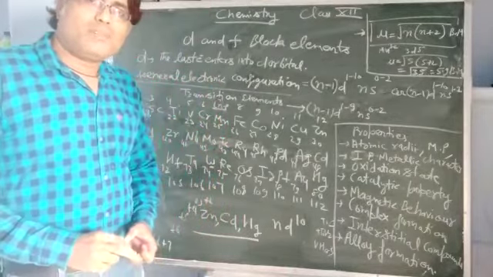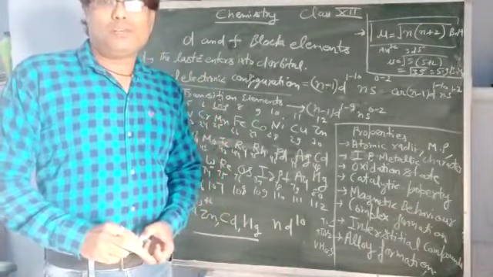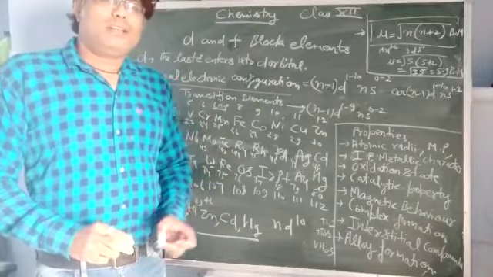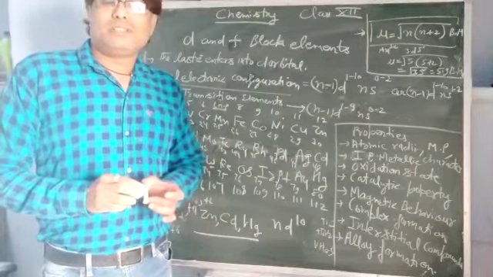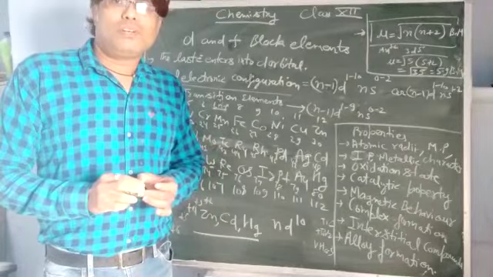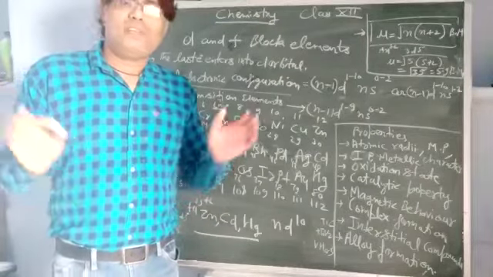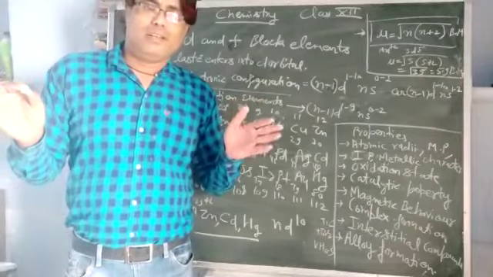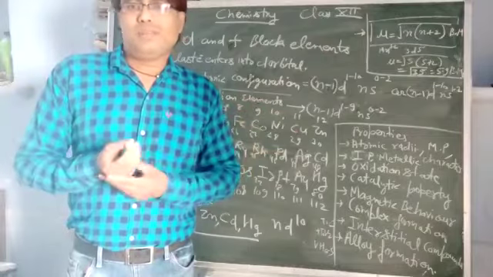The elements in which the last electron enters into the d orbital or d subshell are called d block elements. And the d block elements in which the d orbitals are partially filled are also called transition elements. If we see the position of the d block elements, they are in the middle, in between s and p block elements.